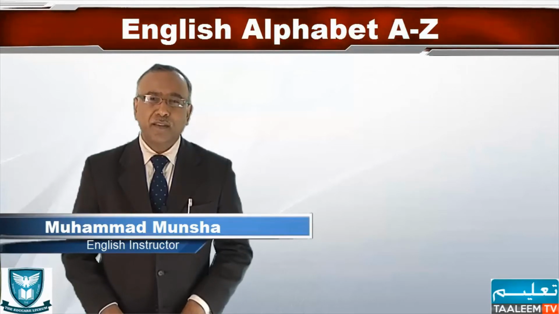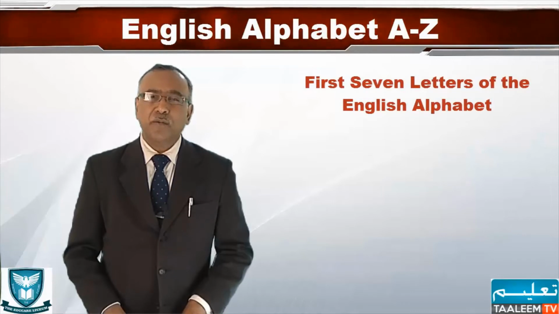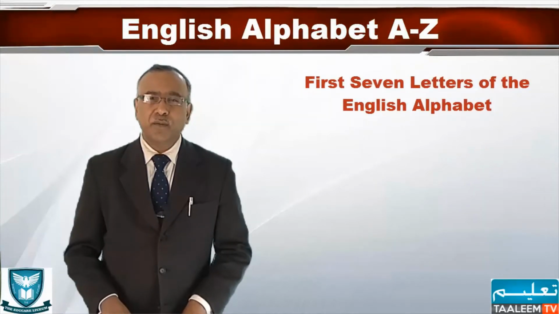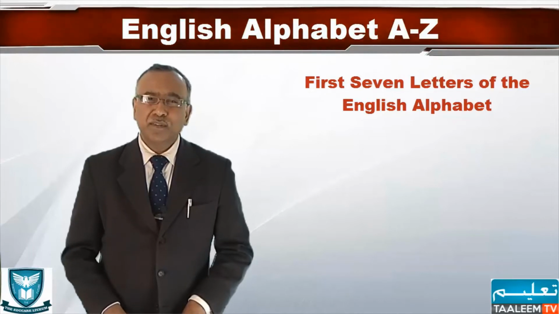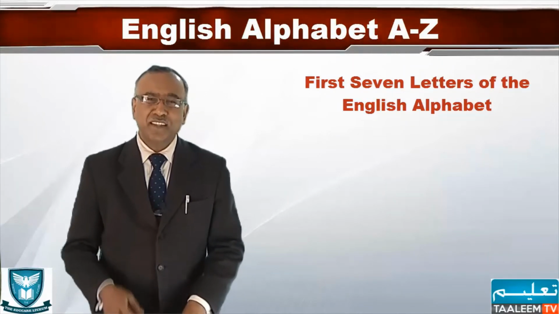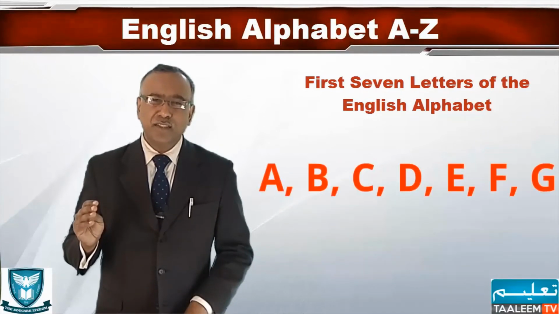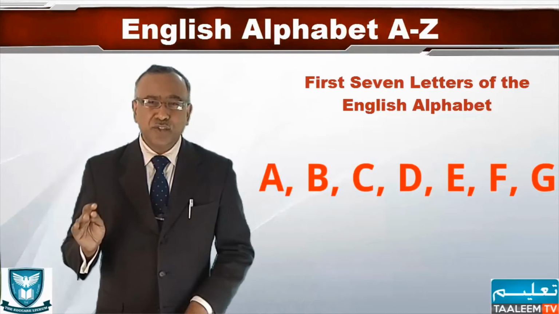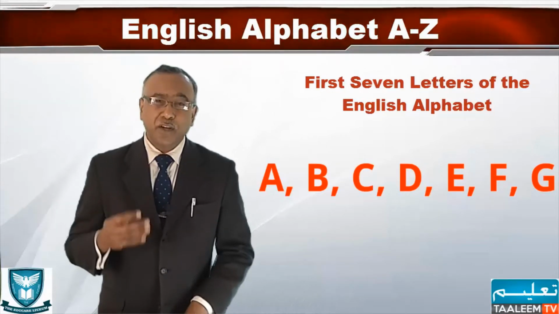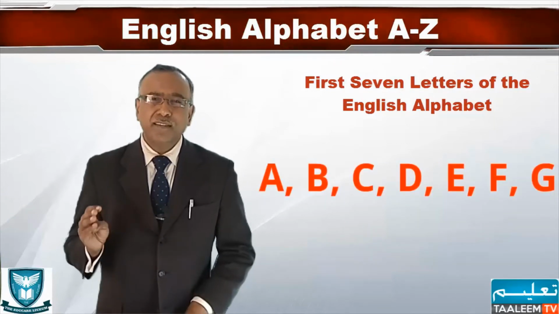Last time we learned the first 7 letters of the alphabet, starting from A to G. Yes, A, B, C, D, E, F and G. And of course their sounds. Do you remember their sounds?